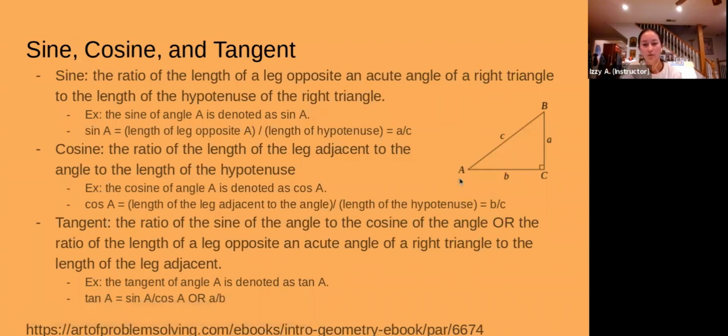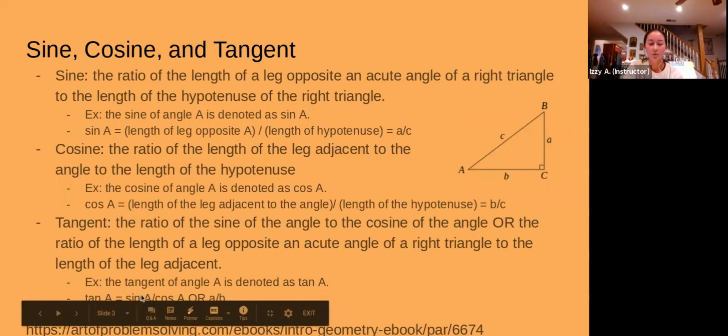So if we were trying to figure out what tan of A was, the adjacent leg would be... SOHCAHTOA. Oh wait, sorry, it's opposite. Sorry, it's opposite over adjacent, not adjacent over opposite. My bad. But in this case, the opposite leg would be a, and then the adjacent leg would be b.